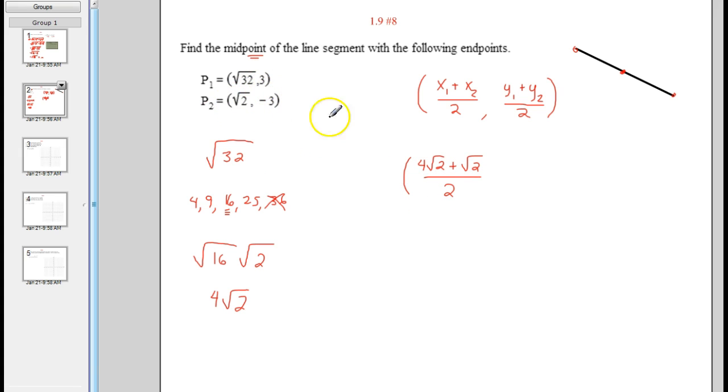And then the average of the y coordinates, if you see what's going to happen here, we get a positive 3 plus a negative 3, which is going to cancel, give me 0. Then divided by 2 will still be 0. So the y coordinate's easy. I'm just going to get 0 for the y coordinate. The x coordinate, 4 square root of 2 plus the square root of 2 is 5 square root of 2. Remember, there's just an understood 1 here. So 4 of these plus 1 of these is 5 of these. So that's 5 square root of 2 over 2. And since this isn't an even number, I'm not going to reduce this. They don't cancel, so I'm just going to leave it. 5 square root of 2 over 2, comma 0. That's our midpoint.